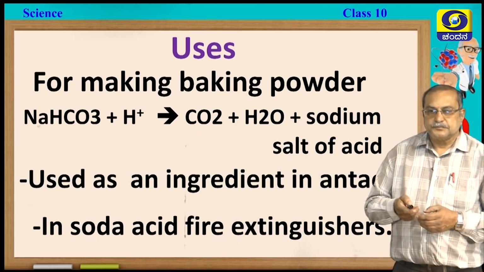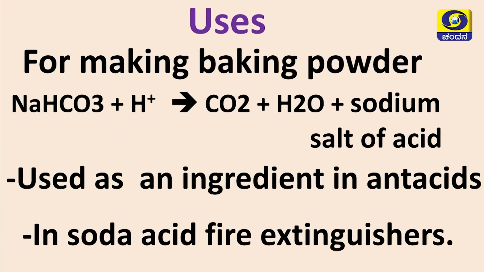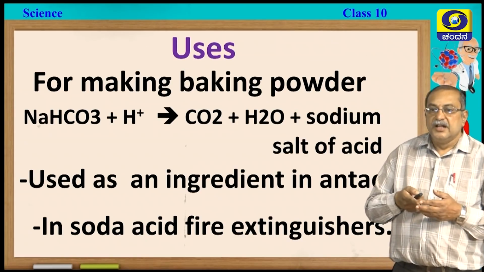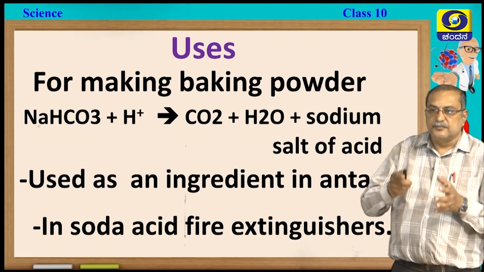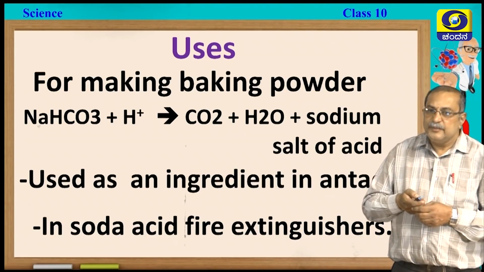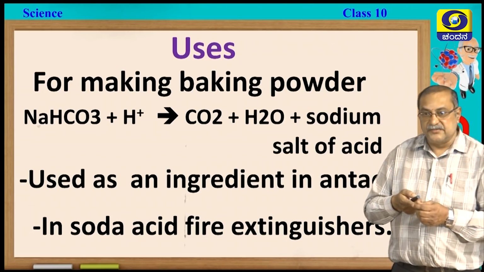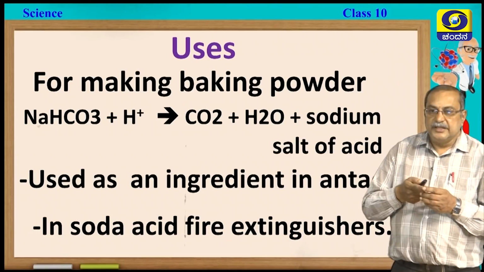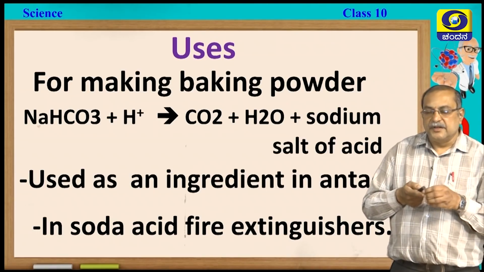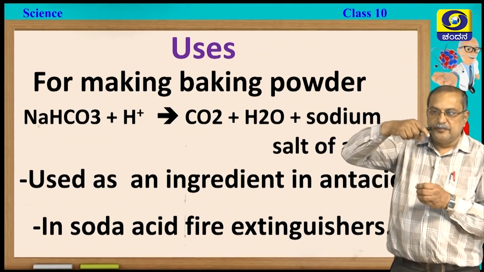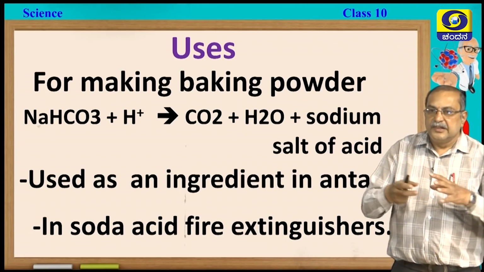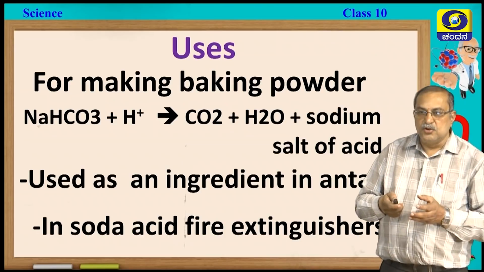In soda acid fire extinguishers also, you know that near petrol bunks or cinema halls and big shops, they will keep one fire extinguisher box, a red colored box with a handle and a pipe. That is called a fire extinguisher. In that there is some acid, and soda is kept in. When you hit the knob, the bottle will break and soda will fall into the acid, and it starts liberating carbon dioxide in huge quantity.